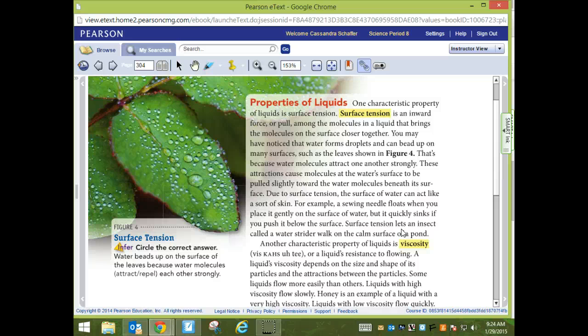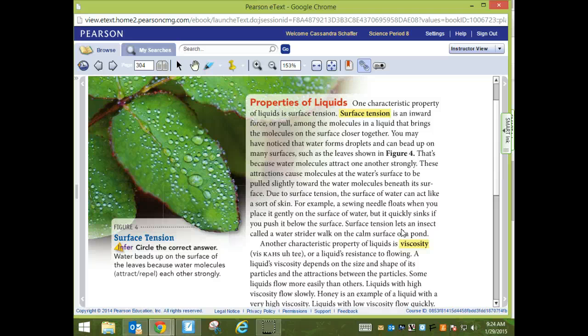surface closer together. You may have noticed that water forms droplets and can bead up on many surfaces, such as the leaves shown in Figure 4. That's because water molecules attract one another strongly. These attractions cause molecules at the water's surface to be pulled slightly toward the water molecules beneath its surface. Due to surface tension, the surface of water can act like a sort of skin.